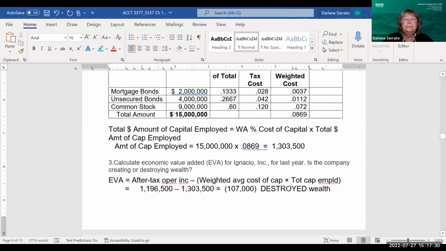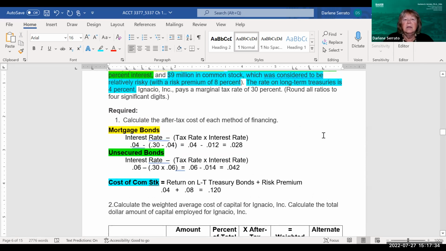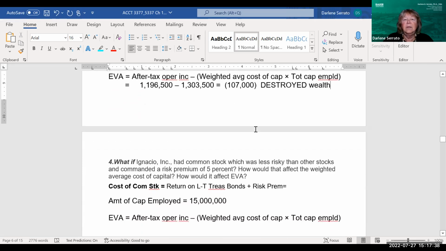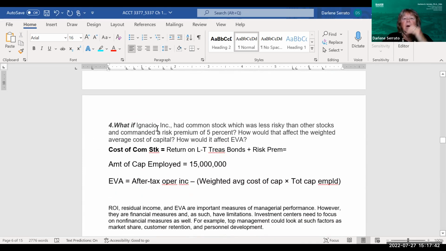Okay. So that was not a good investment based on the information we had. Now, what if the common stock was less risky than the other stocks and commanded a risk premium of 5%? How would that affect the weighted average cost of capital?